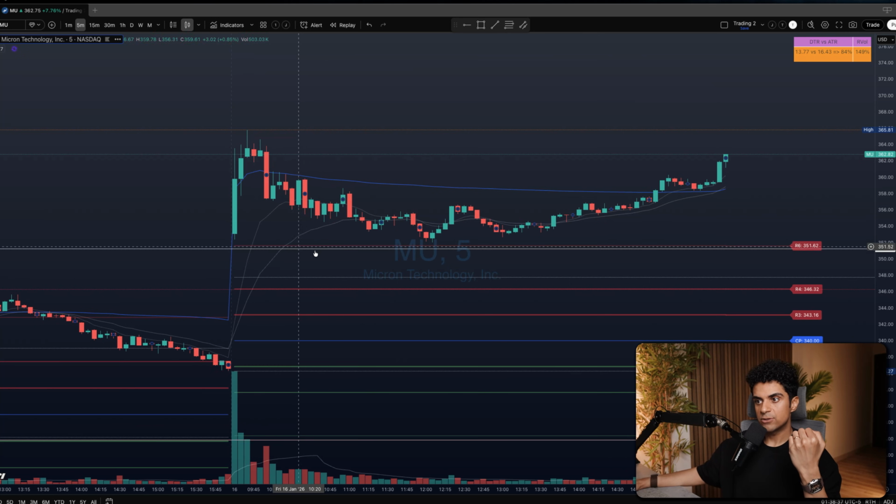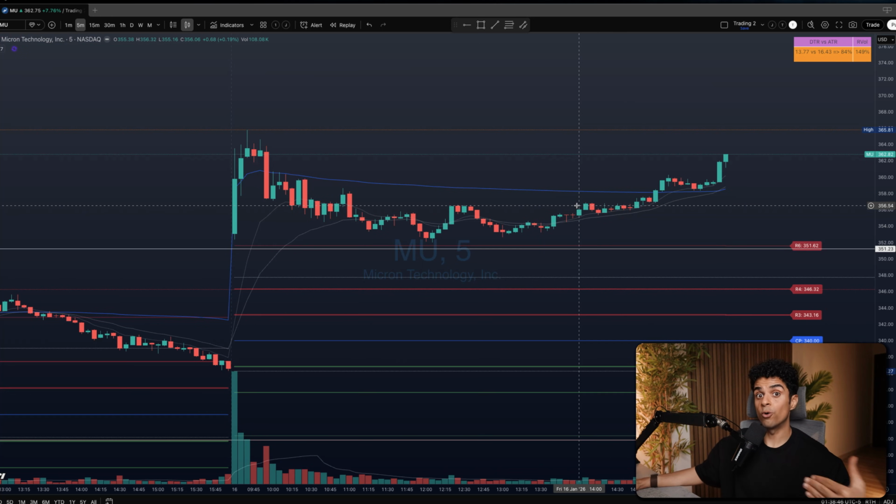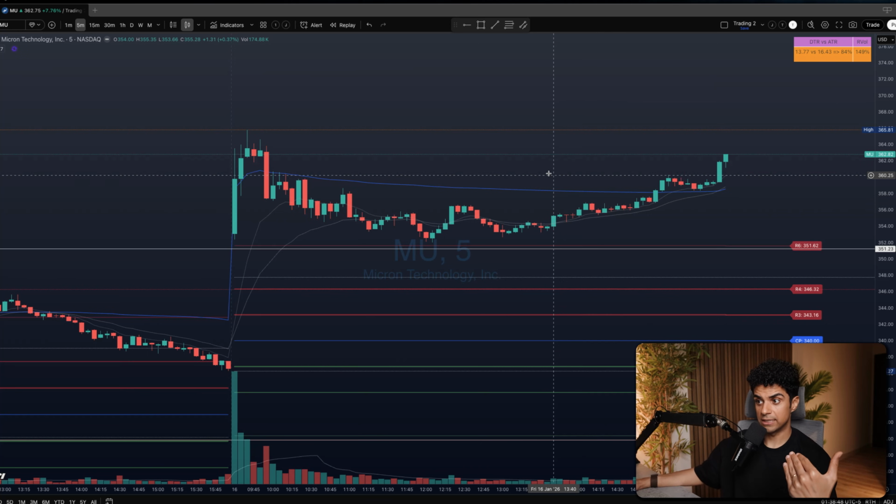So on the Camarilla pivots, we actually opened above R6. And if you know from that Camarilla pivots video, we are in the overdrive zone. So there's a very high chance it's going to push towards the upside. We are in the overdrive zone, so we might continue the push towards the upside.